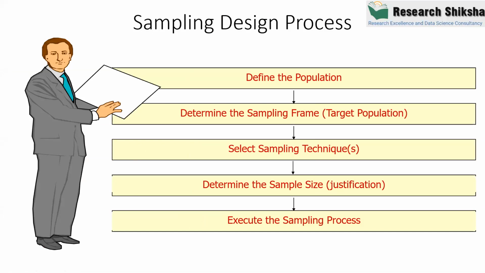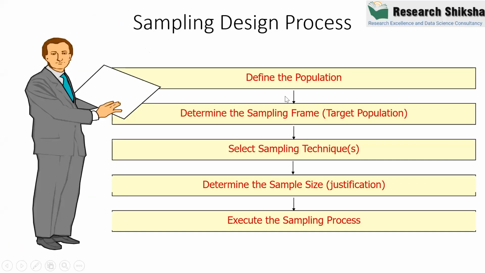Now, what is the sampling design? Whenever I say sampling design, what is it actually? In sampling design, first of all, you have to define the population. Then you have to define the target population. Then you have to define the sampling frame. Then the sampling technique, sample size, and sampling process. Now, I am mentioning a few terms here: sampling frame, sample size, and target population. So what is the difference between sampling frame and target population?